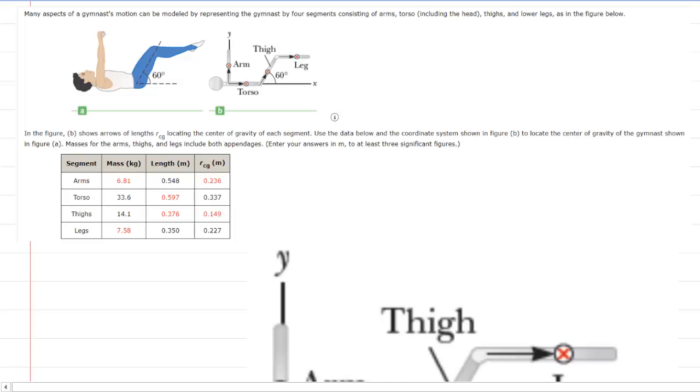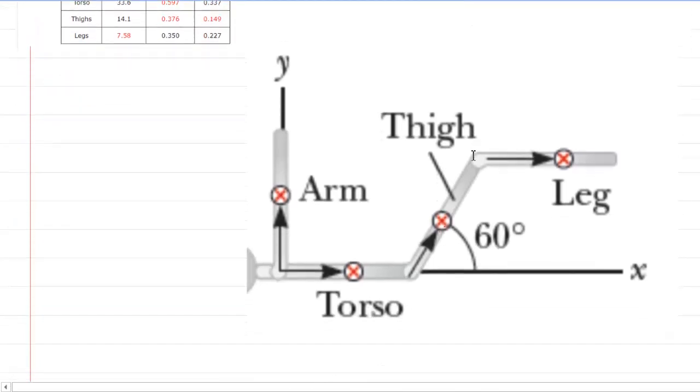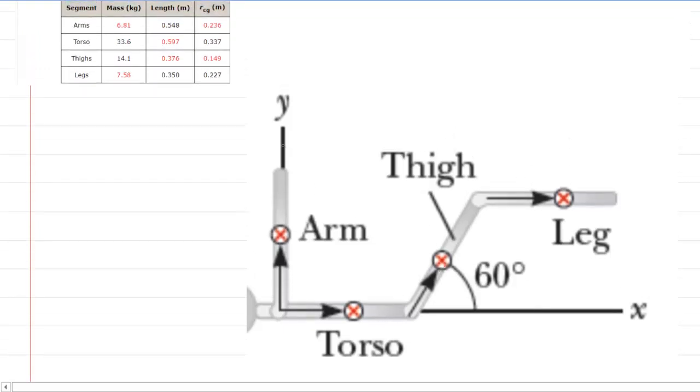In order to determine the x and y coordinates of the gymnast's center of gravity, we're going to need to zoom in on the picture of the gymnast, or at least the simplified picture of the gymnast, and determine the x and y coordinates of the four centers of gravity of the arm, torso, thigh, and leg. So we're going to look at that picture along with the chart.